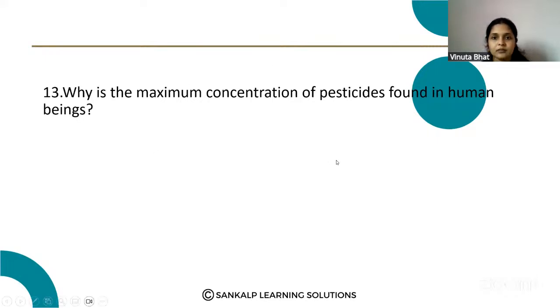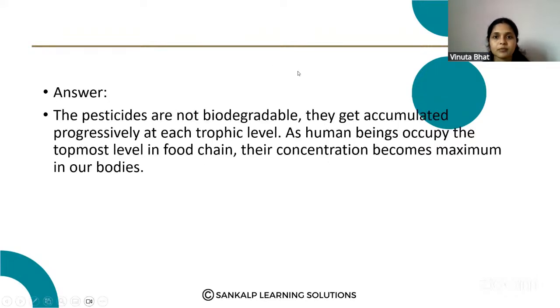Pesticides are not biodegradable. They get accumulated progressively at each trophic level, and as human beings occupy the topmost level of the food chain, their concentration becomes maximum in our bodies. Human beings occupy the topmost level in the food chain, so the concentration becomes maximum in our bodies.